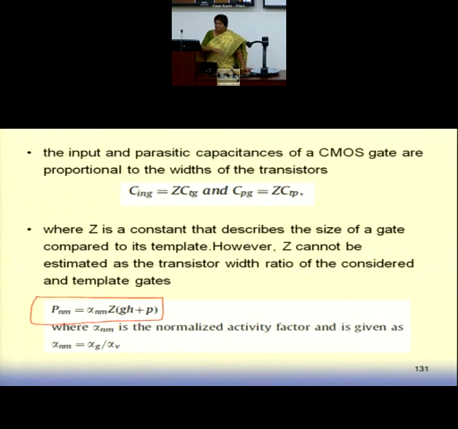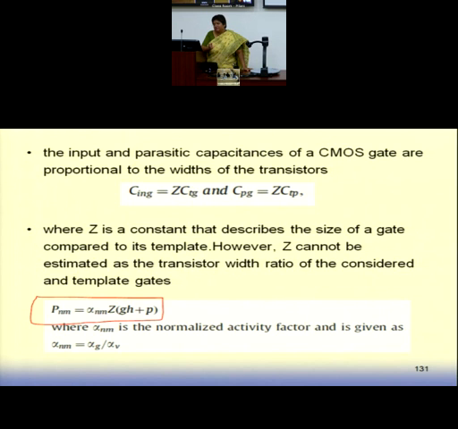Z may be more than a width because your C is not consisting of only W's. It may be possible that there are other factors also included which are varying. As a result, the two C's are in the ratio of Z, where Z can be because of two different variables or three different variables. It may be possible. So Z is put in as a general case, not necessarily.